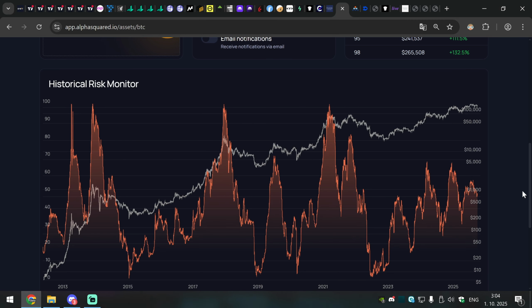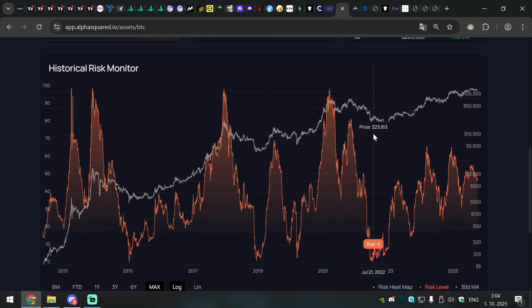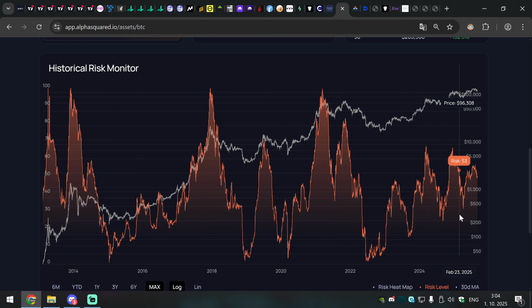But historically, we look for Bitcoin. The best buys on Bitcoin are happening when we have this historical risk monitor very close to risk below 10-20. Yeah, those are the opportunities. Even during Trump, it dropped to very close to 30 actually. So it was not even a bear market and we dropped so much. So you see very neutral.